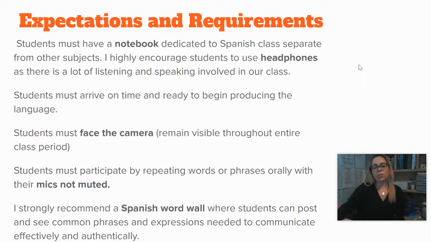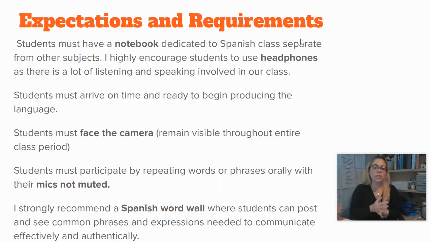Expectations and requirements for my class. I ask the students to have a simple notebook dedicated just to Spanish class to separate from other subjects. I highly encourage students to use headphones, as there's a lot of listening and speaking. I will be speaking a lot in Spanish. They need to be able to hear me clearly, interpret what I'm saying, and then produce the language, which takes a lot of focus. Please try to find a place at home where they are away from distractions. And like I said, headphones would really help that.